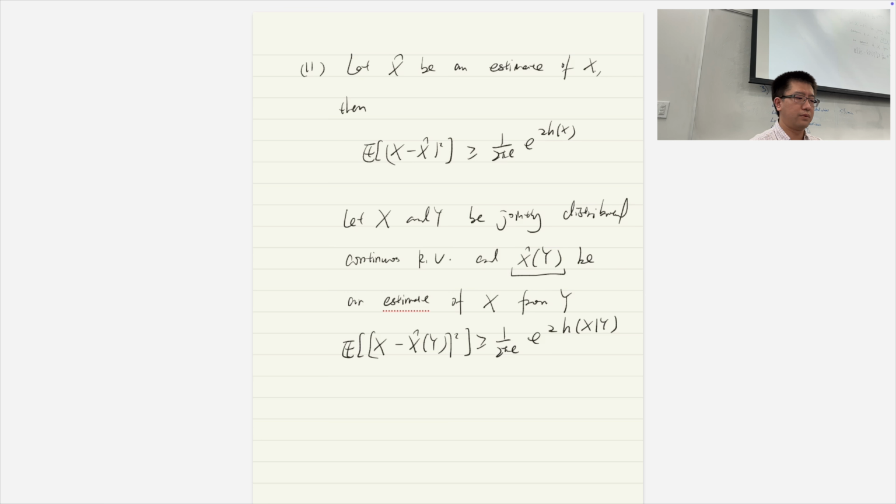All of them use the property that we introduced before, right? So basically, Gaussian will maximize the entropy. Okay, so you can see how we prove that in the book. So it's a pretty straightforward proof.